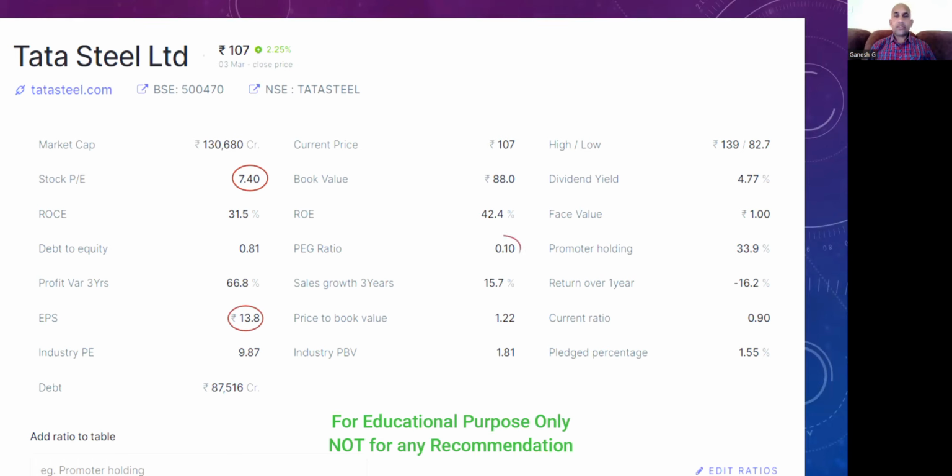What is the PEG ratio? 0.1. Very low, lower than 1, and also at the very bottom of the PEG ratios that we generally look into. Which means based on the discussed ratios, Tata Steel is a good company and is expected to perform very well in upcoming time.